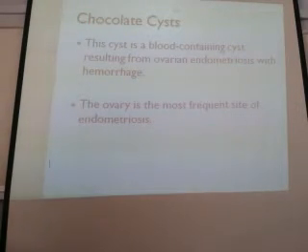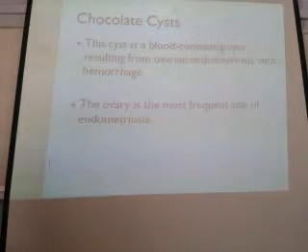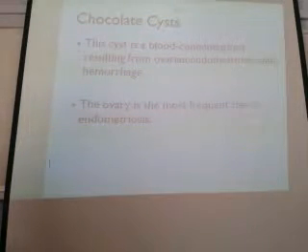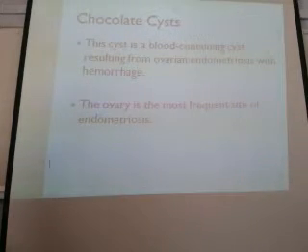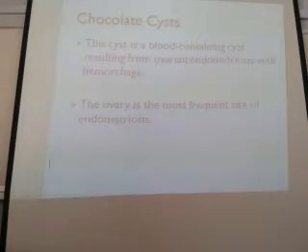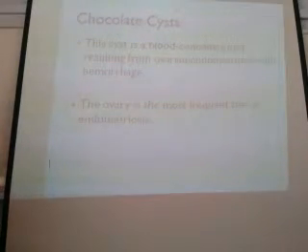Two terms you should remember, pathologically related to endometrium. One is endometriosis, the second is adenomyosis. Endometriosis is presence of endometrium outside the uterus. Adenomyosis is presence of endometrium in the myometrium. Endometrium, myometrium, three layers. If the endometrium is in the myometrium, it is called adenomyosis. If it is outside the uterus, it is called endometriosis. If it is in the ovary, it is called ovarian endometriosis. If it enlarges, it forms a cyst, and that cyst is called chocolate cyst.